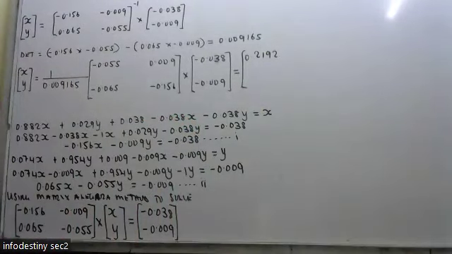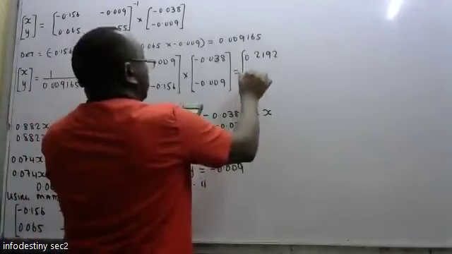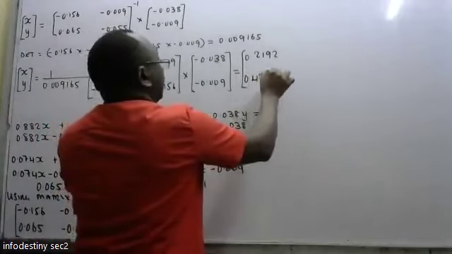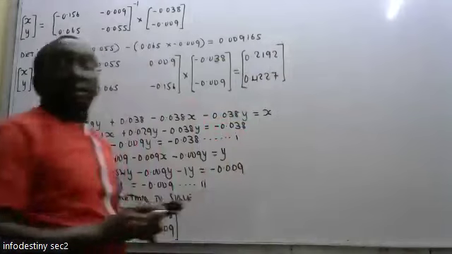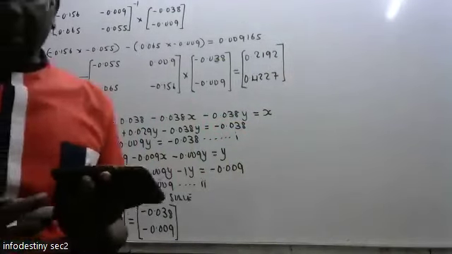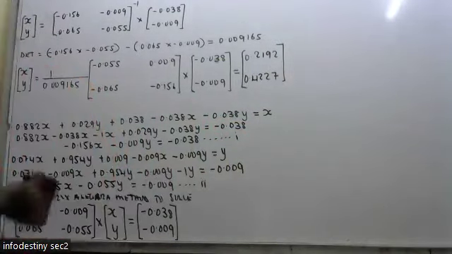Then for the other one, you say minus 0.065 multiplied by minus 0.038 plus minus 0.156 times minus 0.009 equals, divide by 0.009165, which is 0.4227. Yeah, good. I can see those answers. All right, good.